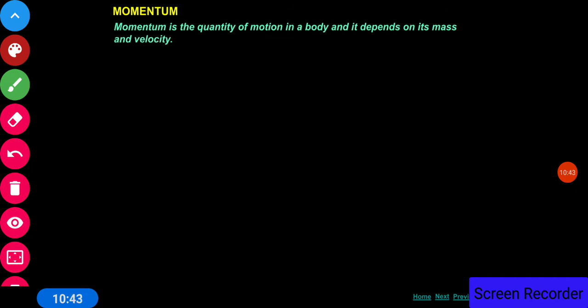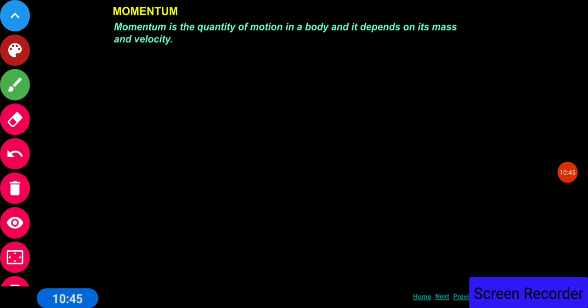So I think inertia and Newton's first law of motion, the law of inertia, both are related to each other. On the basis of inertia, Newton gave his first law of motion. Now let us discuss momentum.